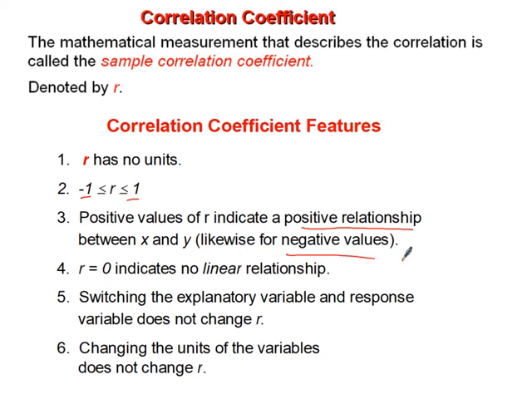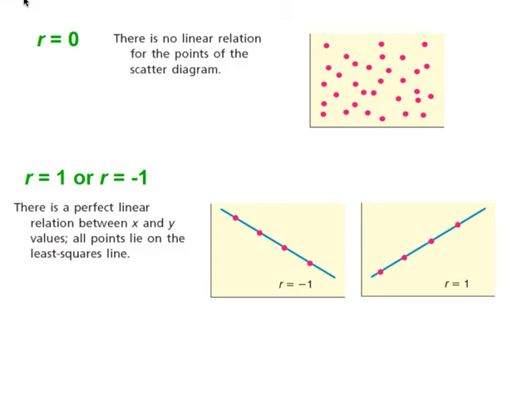If r is equal to 0, it indicates that there is no linear correlation whatsoever, so the points are all over the place. If you were to switch the x and the y values around, by accident or on purpose, that's not going to change the value of your r whatsoever. Changing the units, say from inches to meters, won't change the correlation coefficient at all either. Okay, so r equals 0, there we go, looks like it's all over the place.